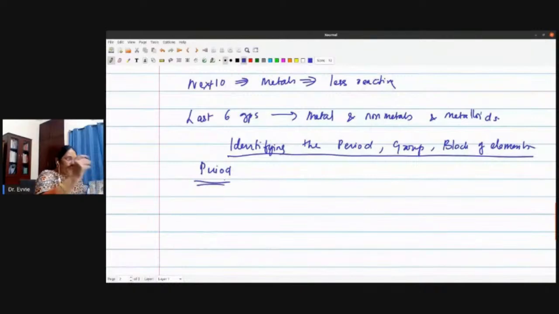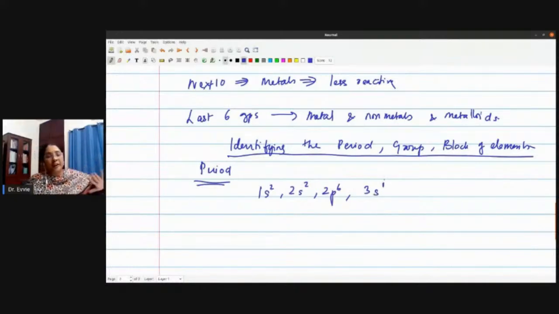So in the period, how to identify? Suppose I take, for example, an element having 1s2, 2s2, 2p6, 3s1. Suppose this is the electronic configuration of some element. Let me not tell you what the element is. Now, if this is the electronic configuration, how do I find which is the period? The highest value here. Which is the highest value here? 3 is the highest value. So that is a shell, right? So that will be the period.